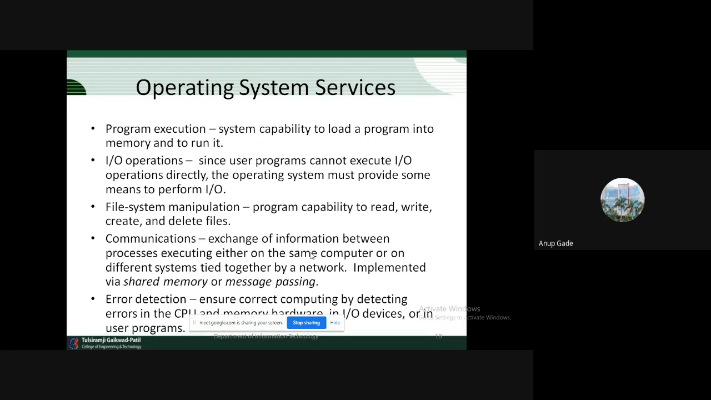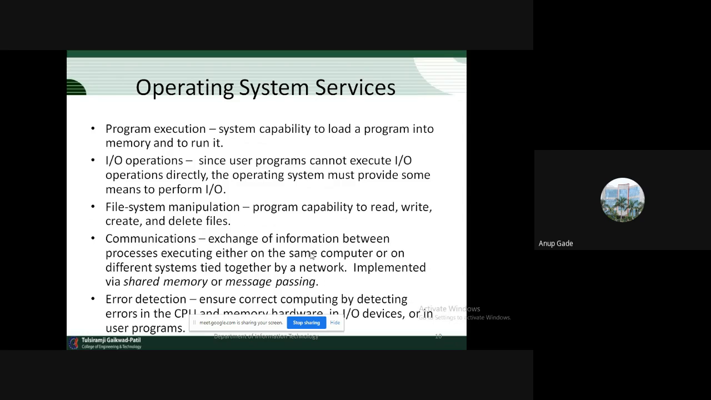Now the question arises: what are the operating system services? What services should your OS provide? The first and a very important service is program execution. The system is capable of loading a program into the main memory, because unless and until the program is available in main memory, it cannot be executed. So for execution, the program is loaded into main memory and passed to the CPU. Then IO operations: since a user program cannot execute IO operations directly, it requires the intervention of your operating system, which provides some means to perform all kinds of IO operations.